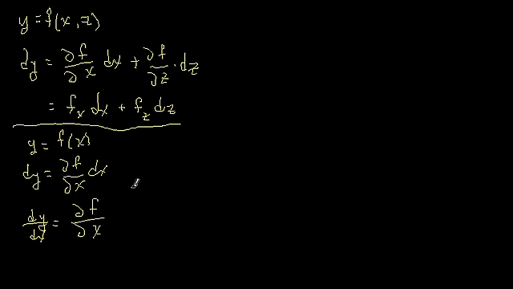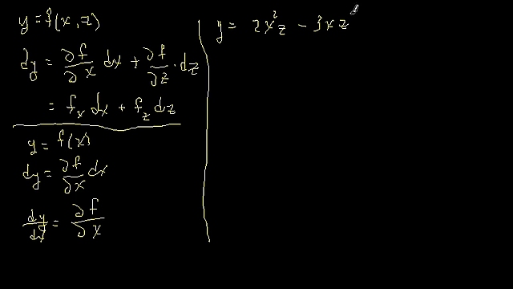So let's use this knowledge to work out a simple example or two. For example, suppose I had a function y that was equal to 2x squared z minus 3x z squared. And I wanted to find the total differential of the function. That is, I wanted to find dy.